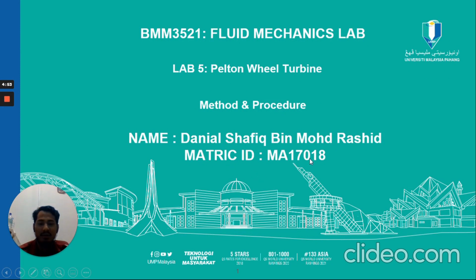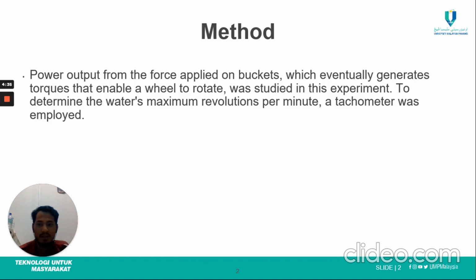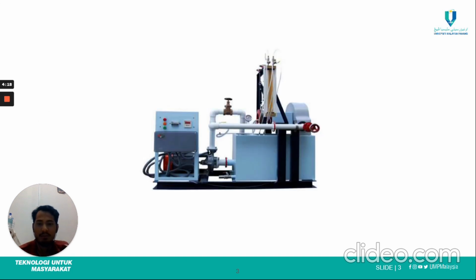Matric ID MA17018. So I will continue the presentation of Pelton wheel turbine with the method and procedure. This is lab number 5, which is the last one. So the method: power output from the force applied on buckets, which eventually generates torque that enables a wheel to rotate, was studied in this experiment. To determine the water's maximum revolution per minute, a tachometer was employed.